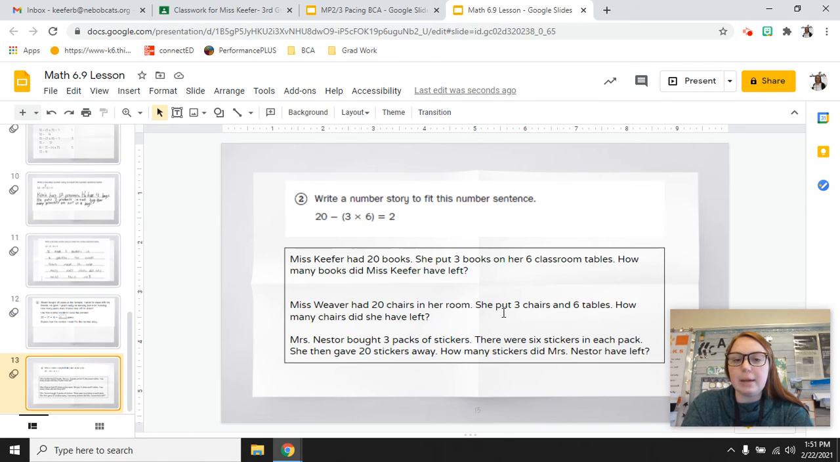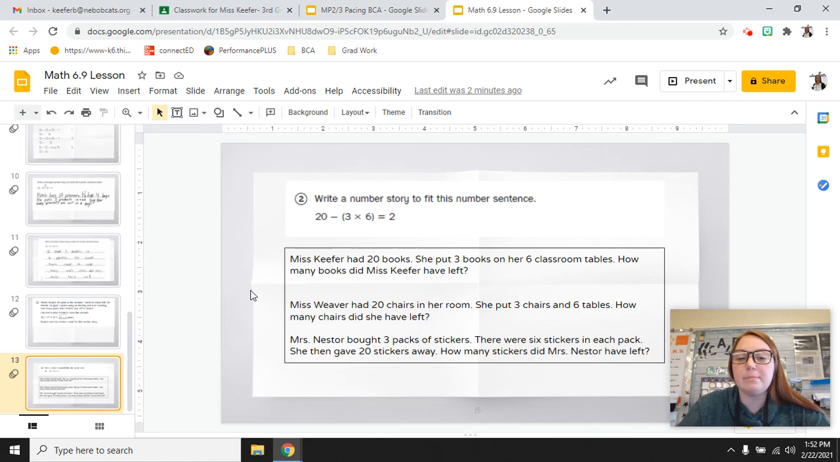Now, I gave a few examples here of number stories and number sentences. And what I want you to do is listen to them and then think about, are they strong number stories? Do they fit really well with the number sentence, how could they be changed, and evaluate it like you did your own. So the number sentence is 20 minus 3 times 6 equals 2. So the first example said, Miss Kiefer had 20 books. She put 3 books on her 6 classroom tables. How many books did Miss Kiefer have left?